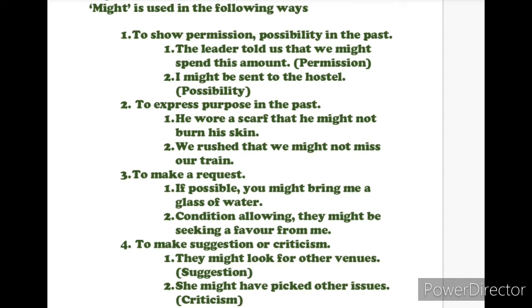Then next is to express purpose in the past. For example, she wore a scarf so that he might not burn his skin. Here is a purpose in the past. Then third is to make a request. How? If possible, you might bring a glass of water. Here is a request. With this word might, we can make a request. Then the fourth use of might is to make a suggestion or criticism.